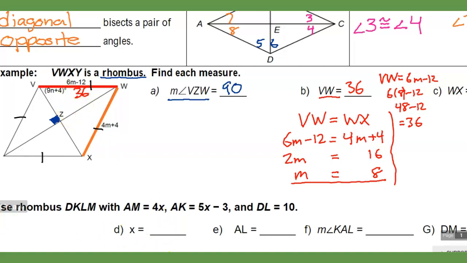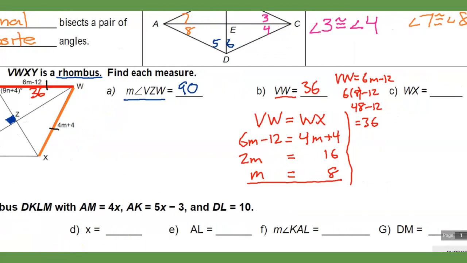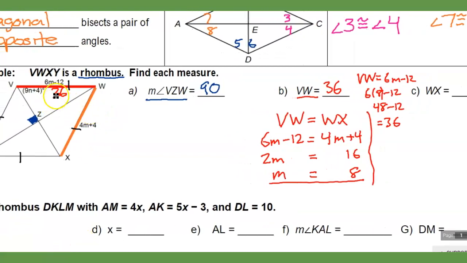All right. And then the very next question asks, what is the other side? What is WX? Yeah, we just already labeled these are congruent, right? So if we found out that VW is 36, this is automatically 36 through the properties of a rhombus. We don't really need to plug it back in. If you weren't sure and you're trying to be extra careful, which is always a good thing, you could do, well, WX is 4m plus 4. Plug in 8, so we got 32 plus 4. And by no surprise, what does it equal? 36.